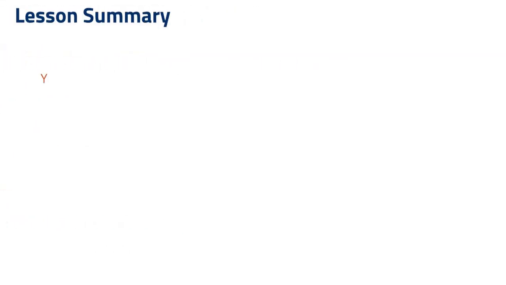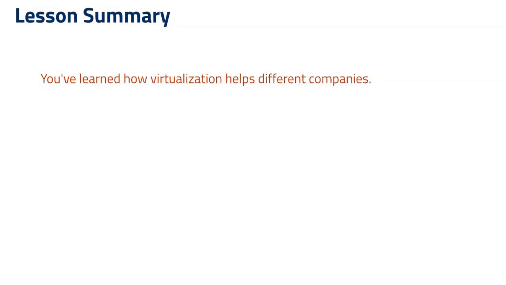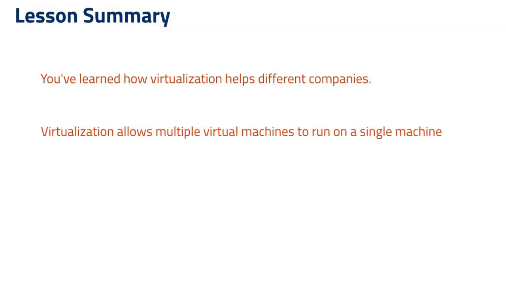In this lesson, you have learned how virtualization helps different companies to use their hardware more efficiently by creating different virtual machines for storage, desktop, and network. It allows multiple virtual machines to run on a single machine, which saves cost and storage.